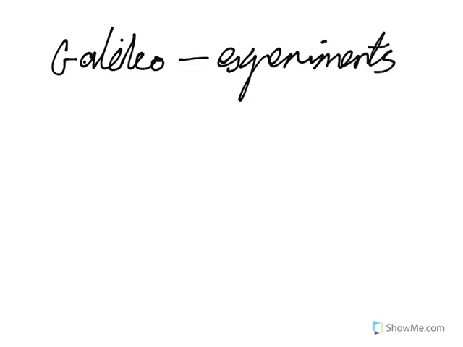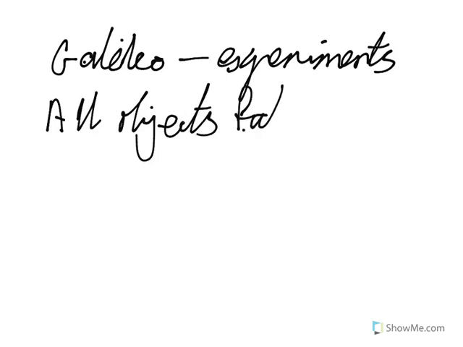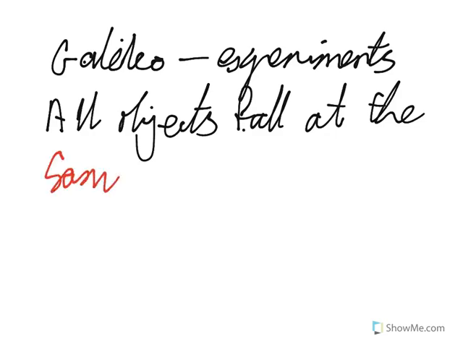And so it was Galileo that did some stuff in here. Galileo did some experiments, and from his experiments, he concluded that Aristotle was not correct. And so what Galileo suggested is that all objects fall at the same rate. Right, and that's in your notes there.